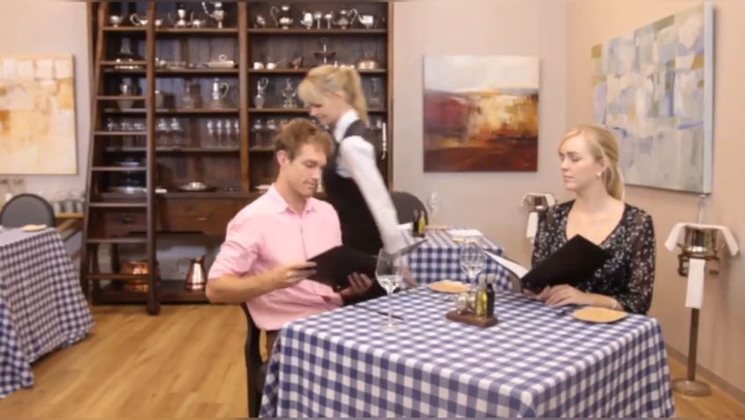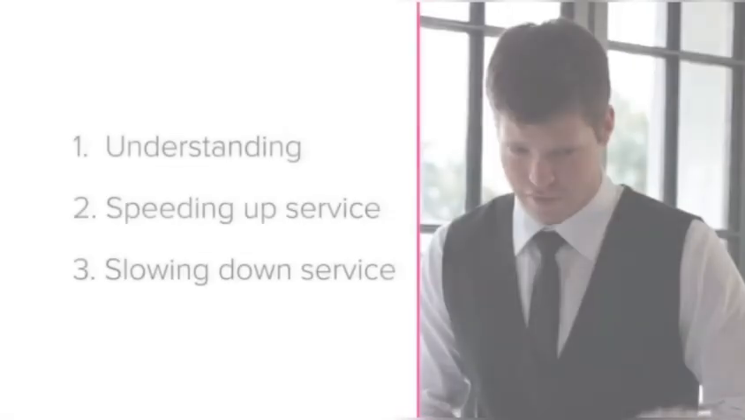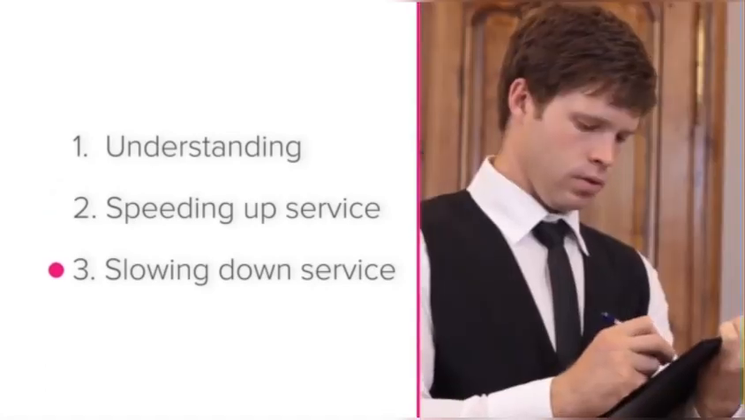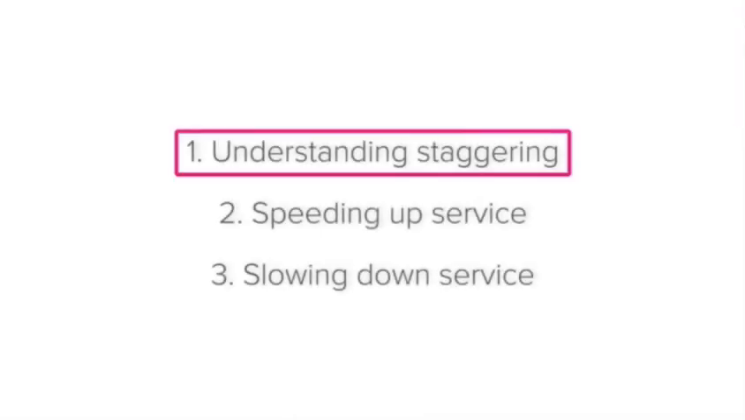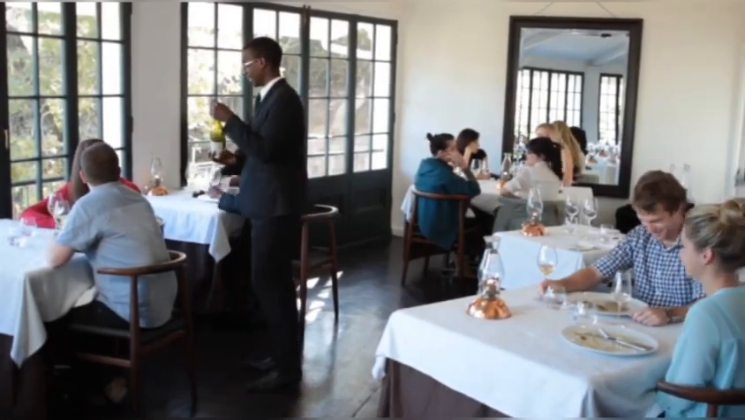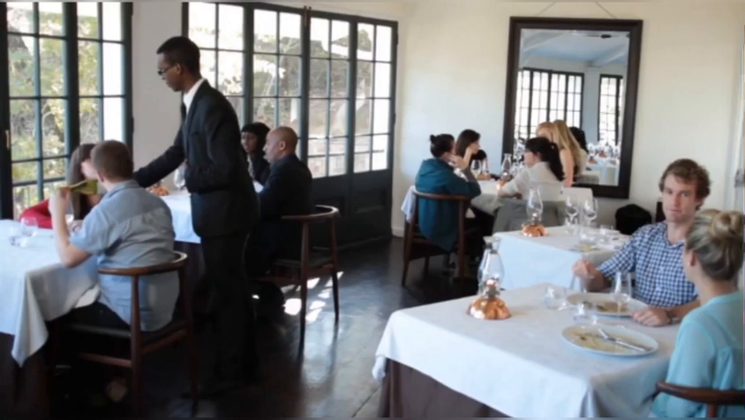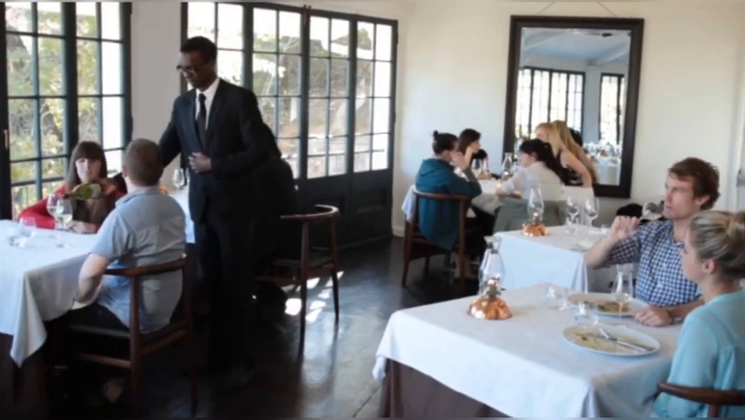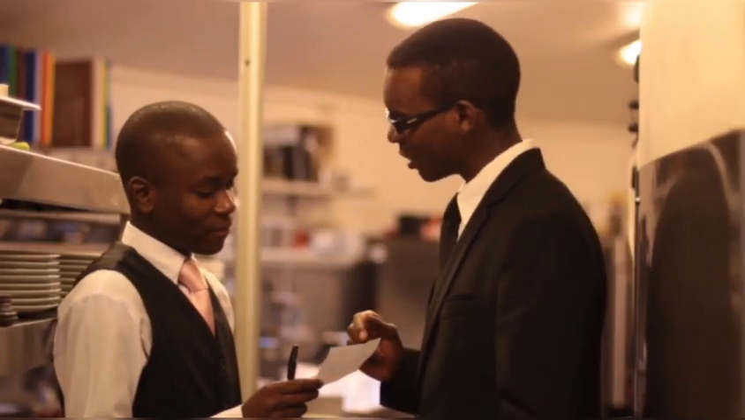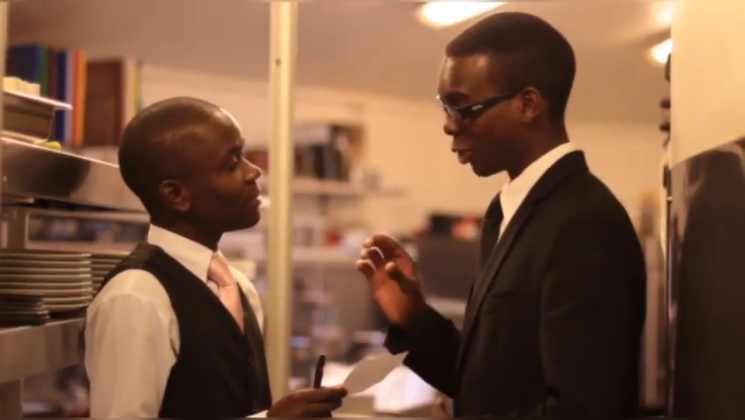Staggering orders. Let's take a look at how to stagger the orders at your establishment. We'll be looking at understanding staggering, speeding up service, and slowing down service. Let's start with understanding staggering. Sometimes service can get very busy, with lots of guests arriving at the same time. You might also have a fast-paced service style, or have guests who are in a hurry. You can then help the kitchen by staggering your table's orders. In other words, timing the order process to help the kitchen.